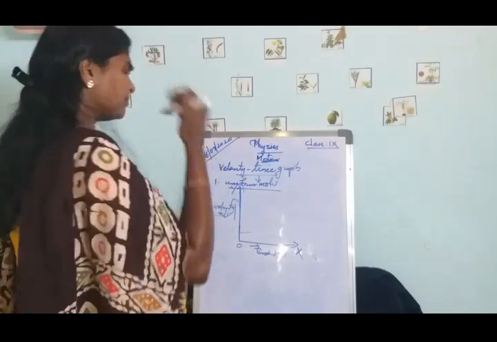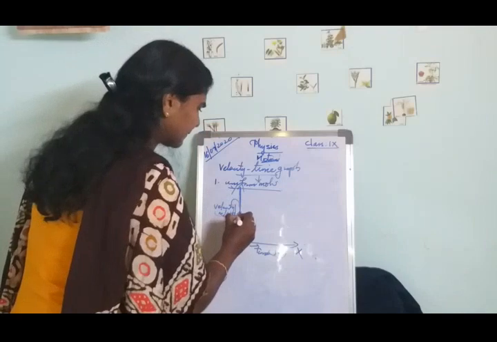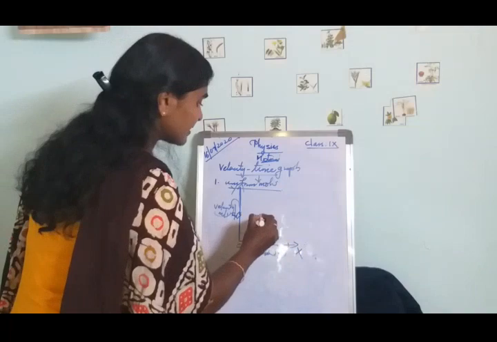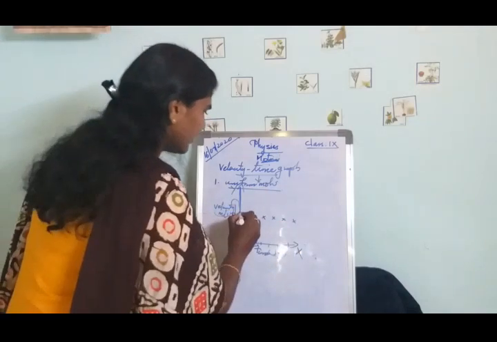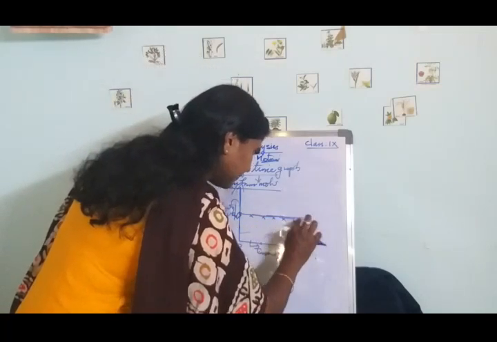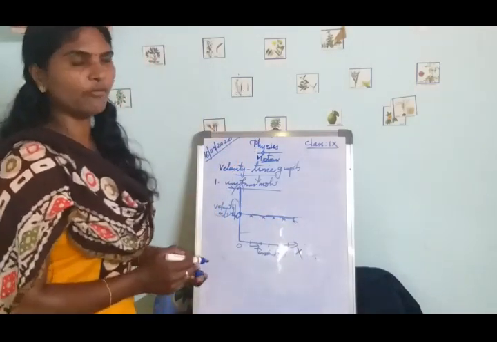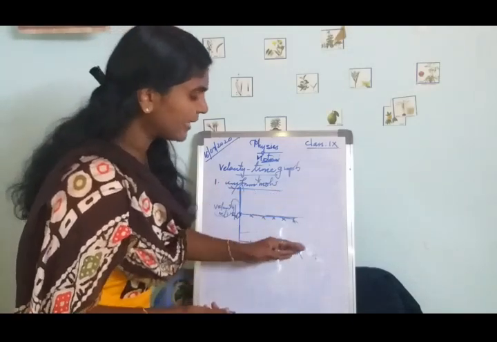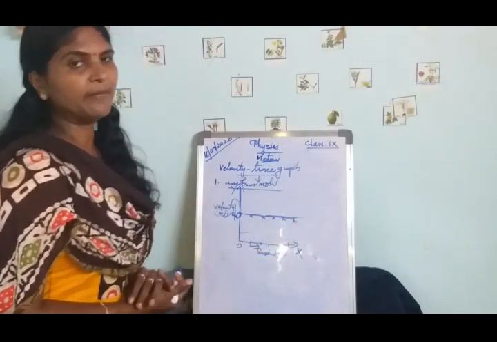Okay, and here from the origin, suppose the object moves with a velocity of 5 meters per second. As time passes, it moves with a constant velocity, that is always 5 meters per second. So we got a straight line parallel to the time axis. Then what is the nature of the velocity time graph for an object in uniform motion? It is a straight line parallel to the time axis.